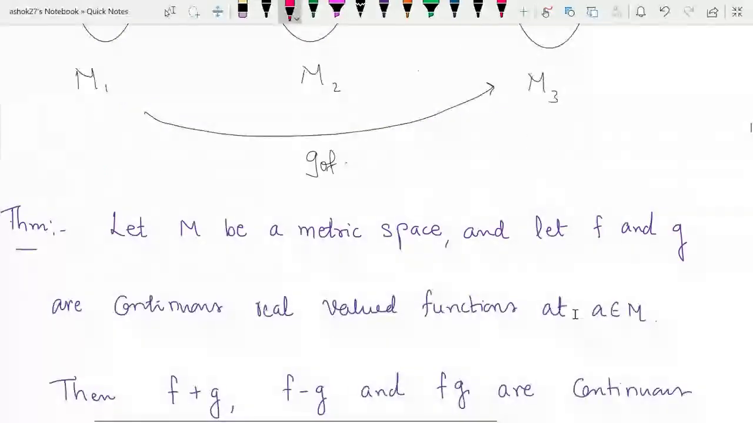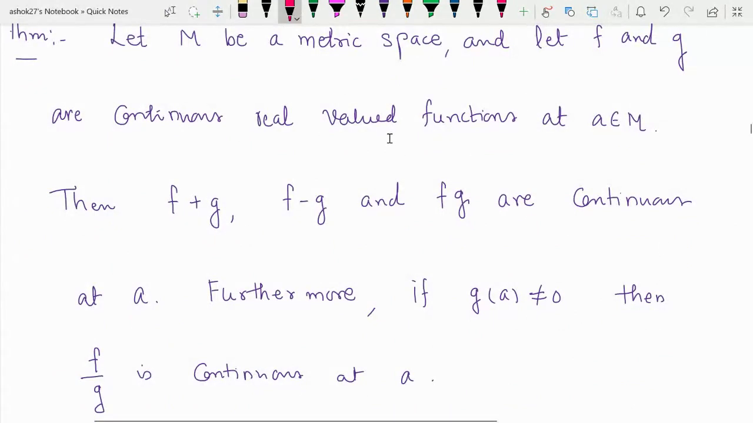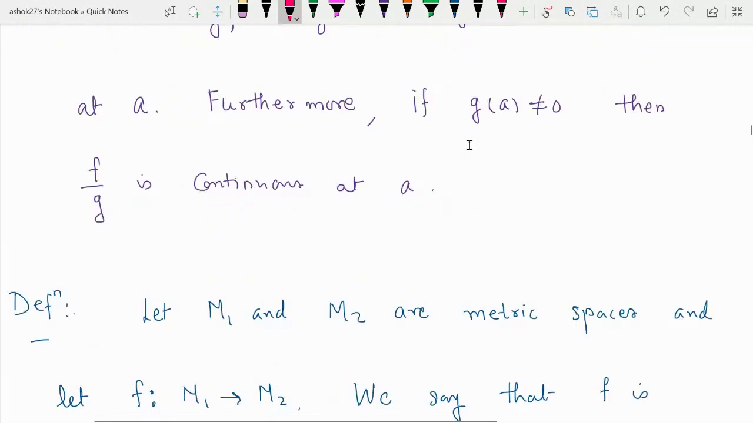Next theorem. Let M be a metric space and let F and G be continuous real valued functions at a belonging to M. This theorem states operations on continuous functions: you can add, subtract, and multiply continuous functions, and continuity is preserved. Then F plus G, F minus G and F into G are continuous at a. Furthermore, if G is not equal to 0, then F upon G is also continuous at a. All these theorems we have already seen in real numbers, so we can extend them to metric spaces. Proofs are straightforward and obvious.